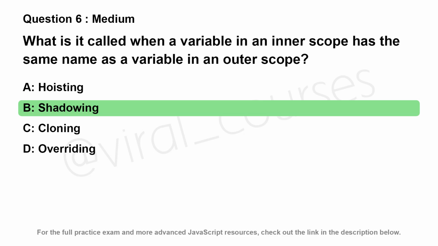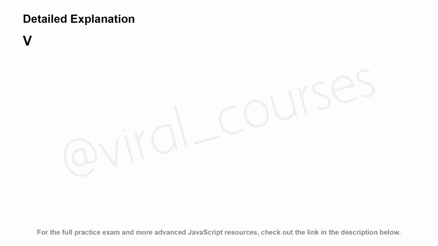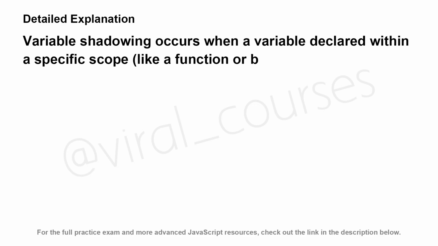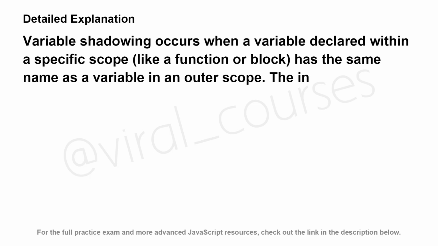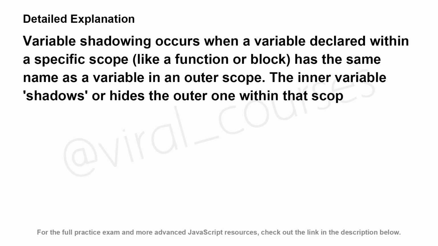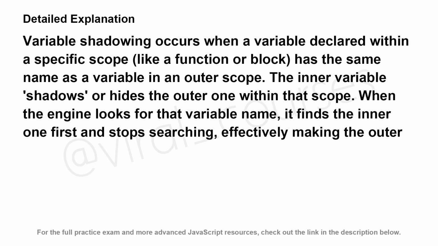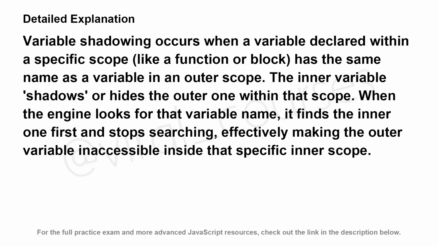The correct answer is B. Variable shadowing occurs when a variable declared within a specific scope, like a function or block, has the same name as a variable in an outer scope. The inner variable shadows or hides the outer one within that scope. When the engine looks for that variable name, it finds the inner one first and stops searching, effectively making the outer variable inaccessible inside that specific inner scope.